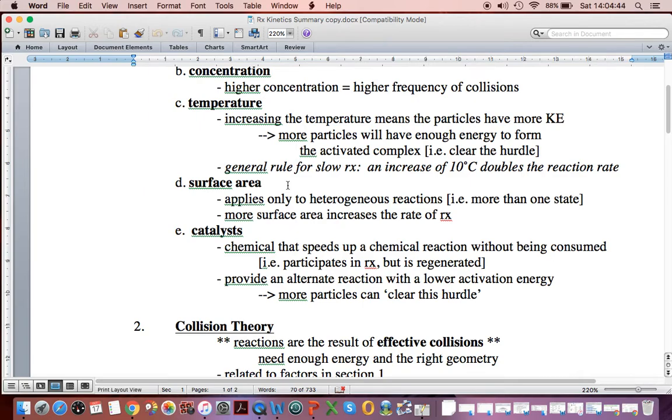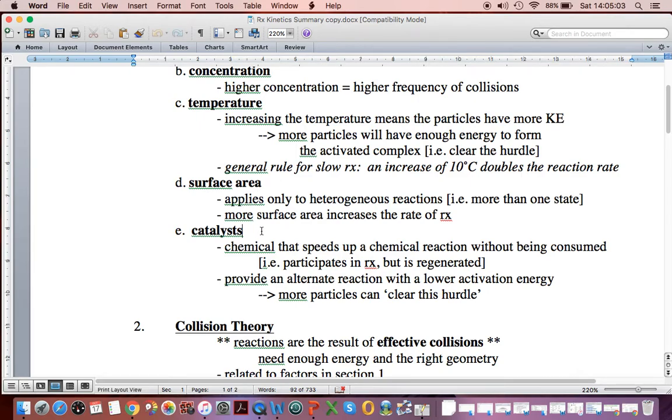That's where you have more than one state. And in many cases, that's where we put a solid into a solution. And the solid surface area matters. So if you increase the surface area, you increase the reaction rate. And if it's decreased, then the reaction rate decreases as well.